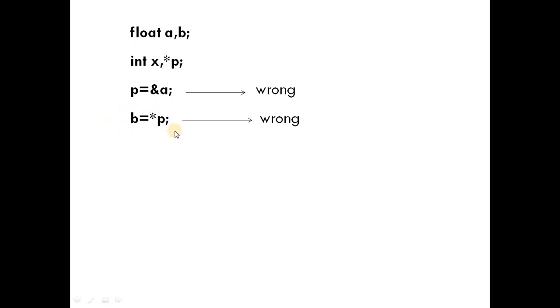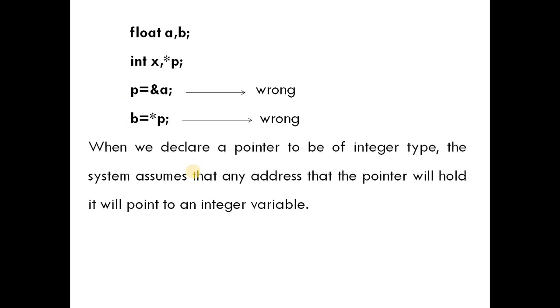Now in the next statement we have given b is equal to the value stored at p. What is the data type of b? It is float. And what is the data type of p? It is integer. So again this is wrong. This will result in an error because we are trying to assign the address of a float variable to an integer pointer. When we declare a pointer to be of integer type, the system assumes that any address the pointer will hold will point to an integer variable.